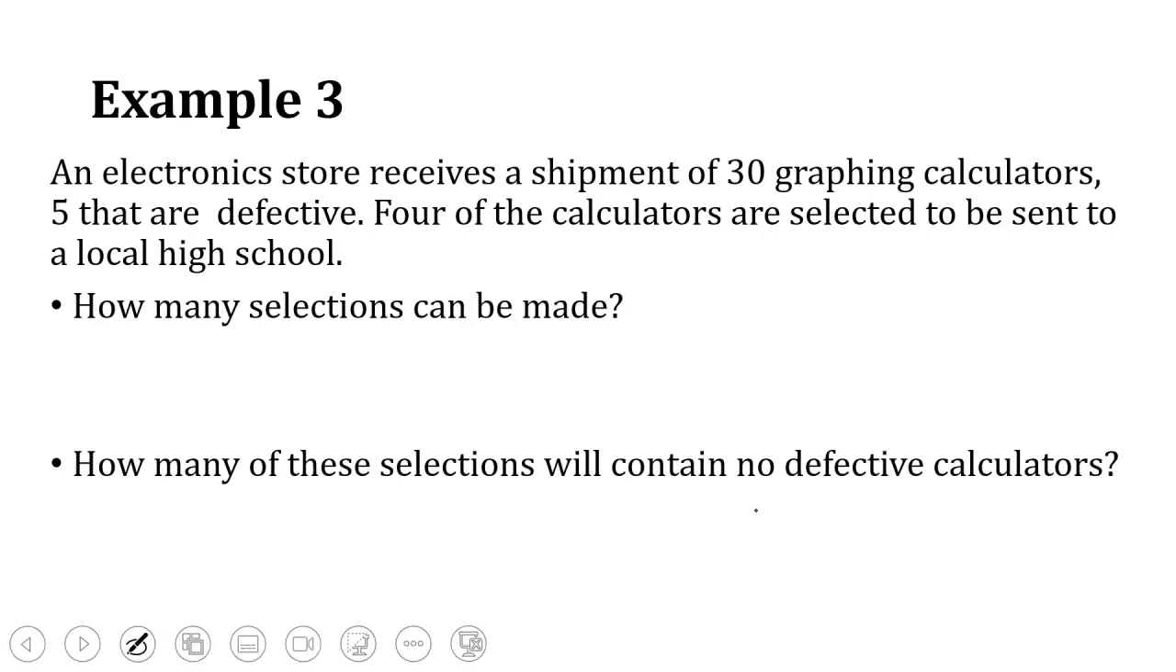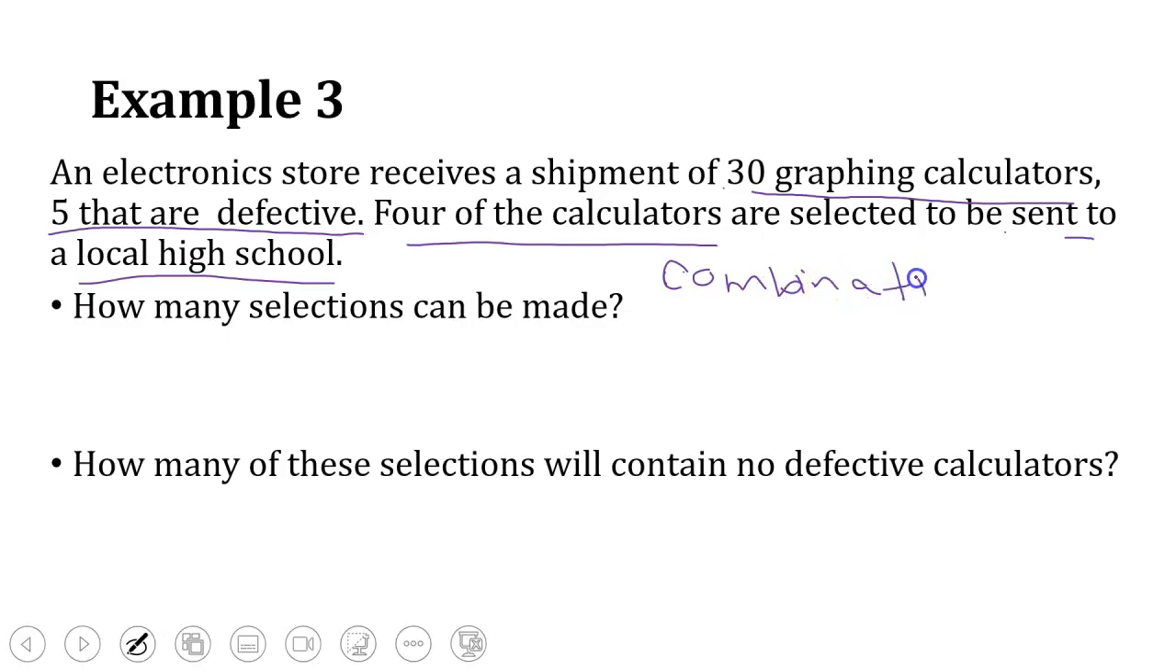All right, our last example for this unit. An electronics store receives a shipment of 30 graphing calculators, but 5 are defective. 4 of the calculators are selected to be sent to a local high school. How many selections can be made? Well, we don't need to take out defective for this first one. Does order matter? No, they just want us to select. So this is combinations.